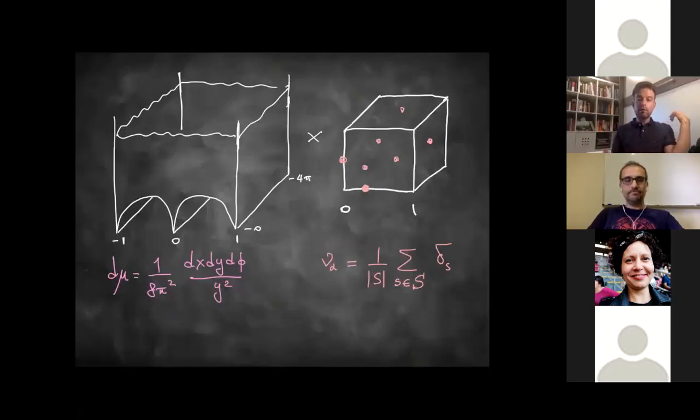So this is the pictorial vision. So here you have the uniform measure, which is just the Haar measure on this space. And here you have finitely many dots. And the way you should think about it, how do I sample according to this measure?